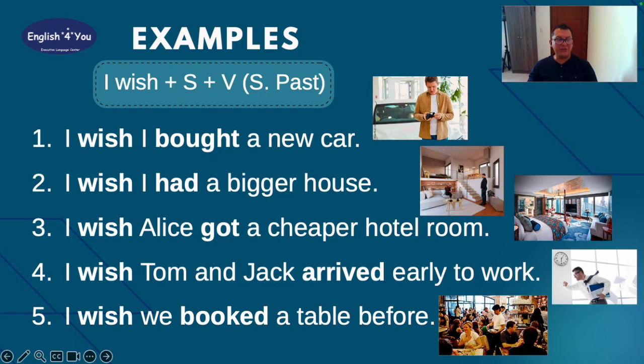Let's move on to sentence number 5. I wish we booked a table before. Remember to repeat after me. I wish we booked the table before. So take a look at the picture. This is a restaurant. The restaurant is packed, is crowded, has a lot of people, and maybe I don't have a table. So I wish we booked a table before.